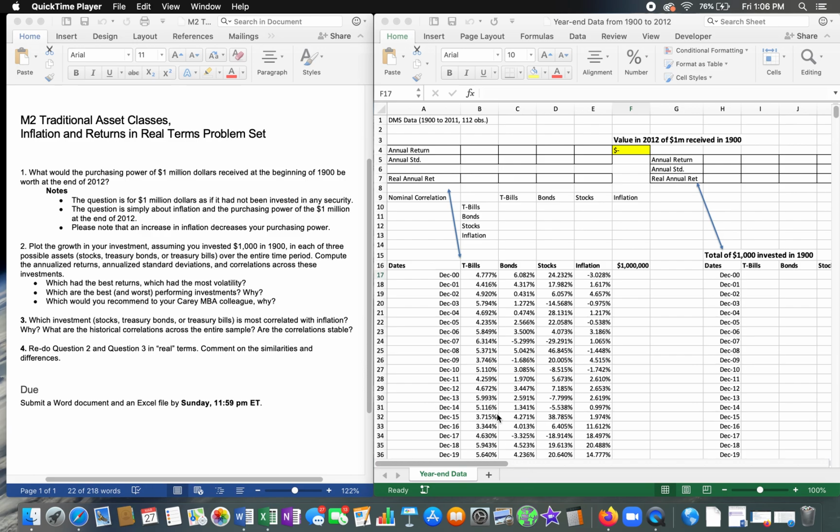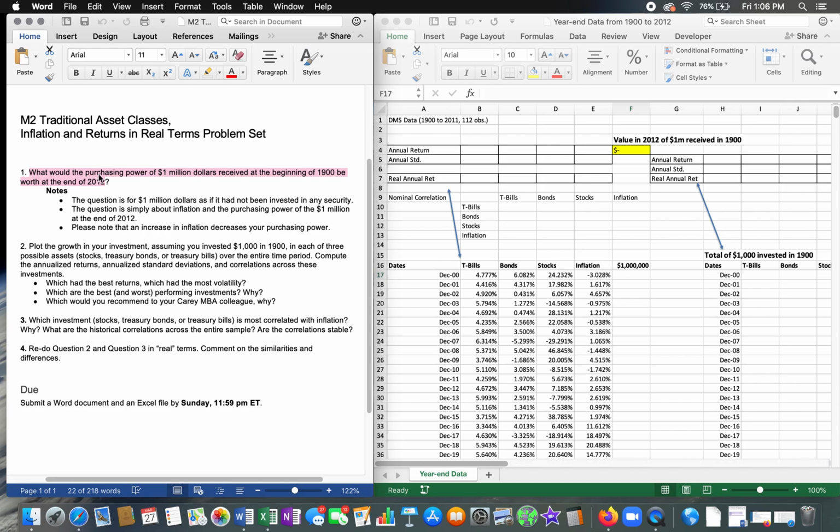So right now we're going to go over some helpful hints for the M2 homework assignment. I'm just going to read the assignment over here on the Word document and then point you guys to the right place on the Excel document included. So let's read the first one together.